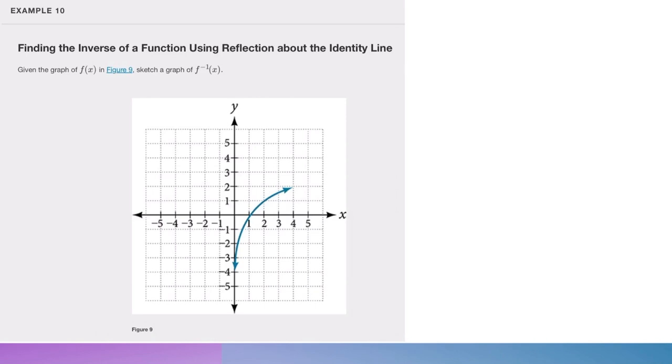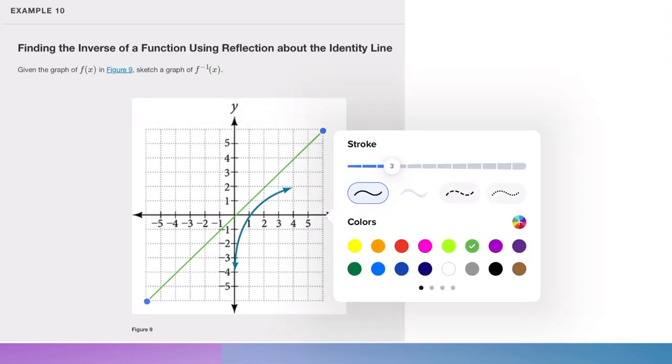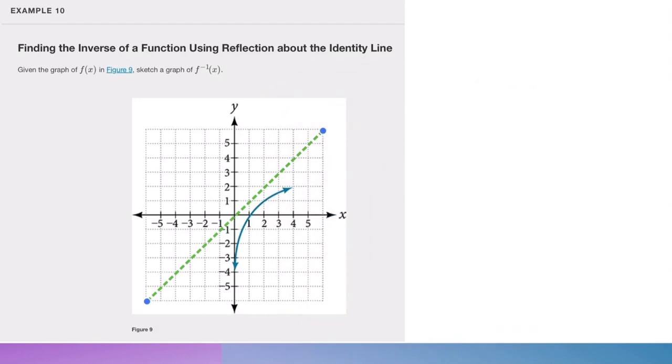Okay. Given this graph, sketch the graph of f inverse. When you're given a graph, the graph of the inverse is found by taking our image and reflecting it about the diagonal y equals x. So if we consider the diagonal y equals x, is it snapping to the grid? That's interesting that it's doing that. All right, so we want to reflect about that diagonal.